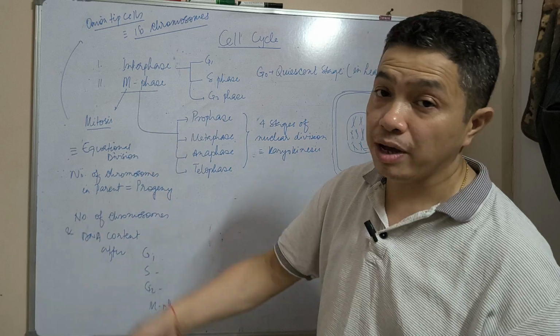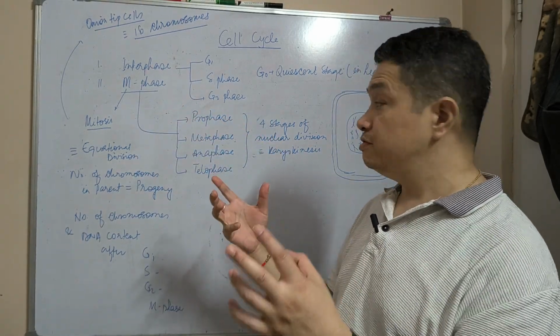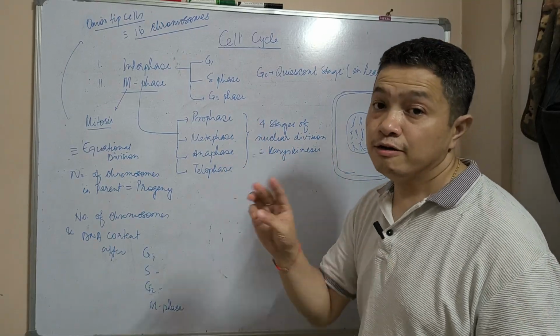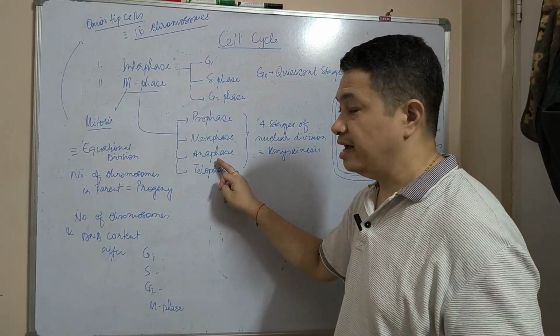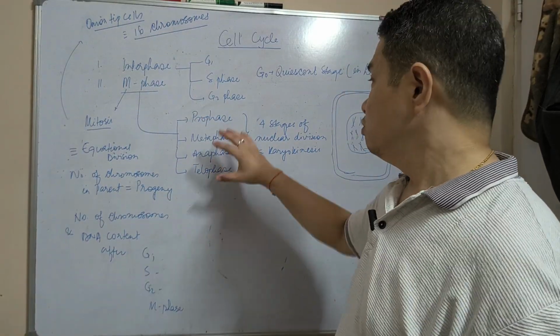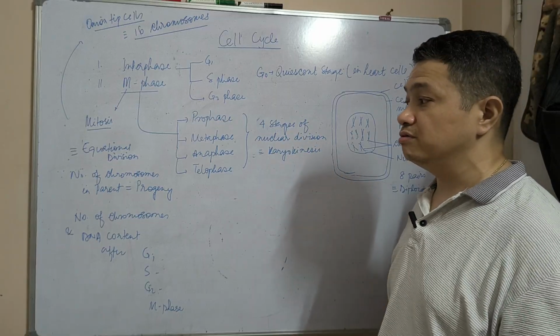The M phase, the mitosis phase, is divided into two parts, where first the nucleus divides and then the cytoplasm divides. The division of the nucleus is called karyokinesis, and it has 4 stages. The first stage is called the prophase, then metaphase, anaphase, and telophase. These are the 4 substages of nuclear division called karyokinesis.